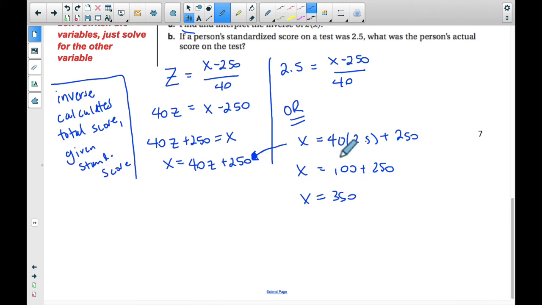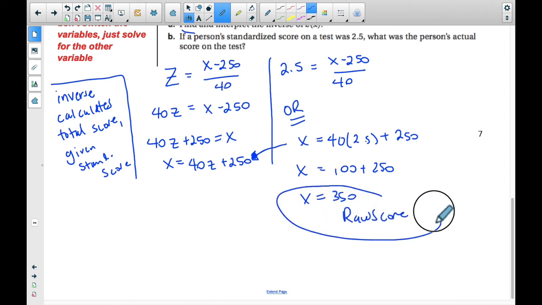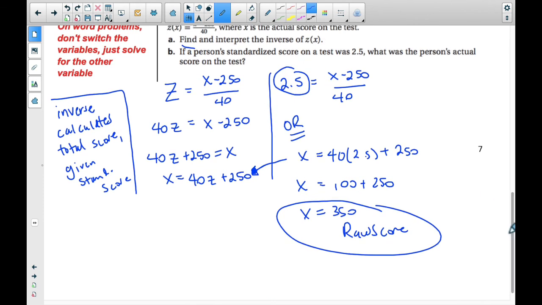So you plug in all your information and you find out that X is 350. That means your raw score was 350 and your standardized score was a 2.5. All right, so that is what we know about inverses and how to use them, why we do them. We will practice on this in class.